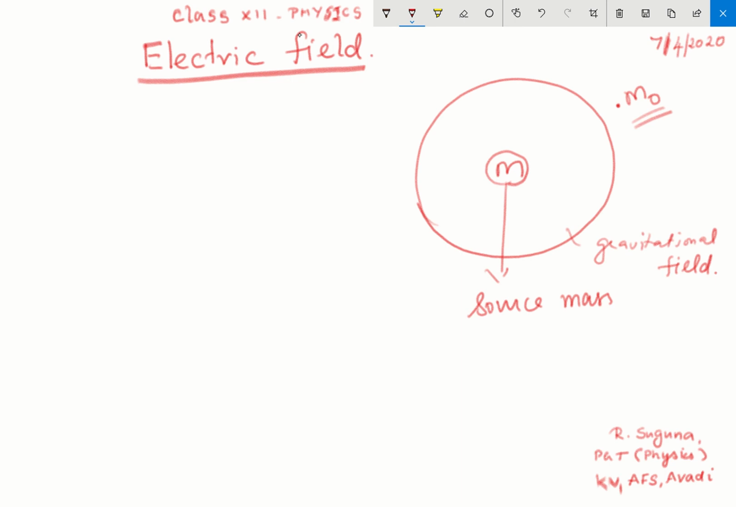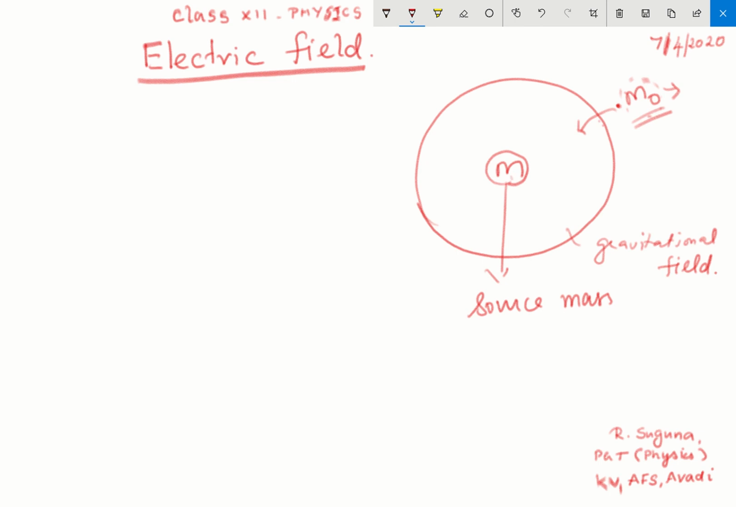And here m0, when you bring it, you are checking where the gravitational field is. When it is kept here, it is not inside the territory of our source mass, so it is not inside the gravitational field and it won't experience any force of attraction. Once it is brought inside, it will definitely experience a force of attraction due to our source mass.